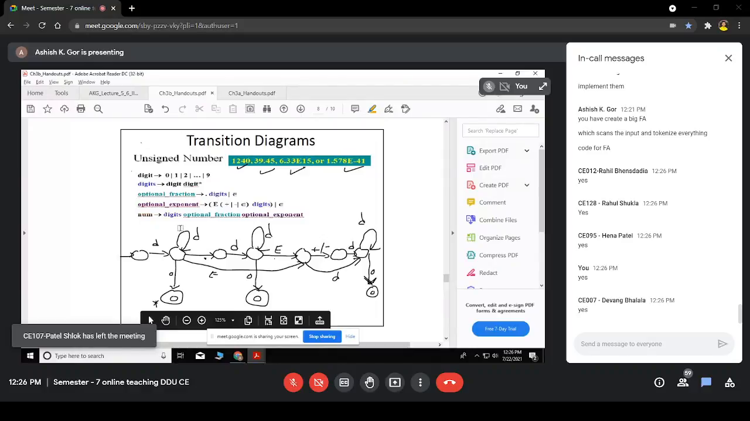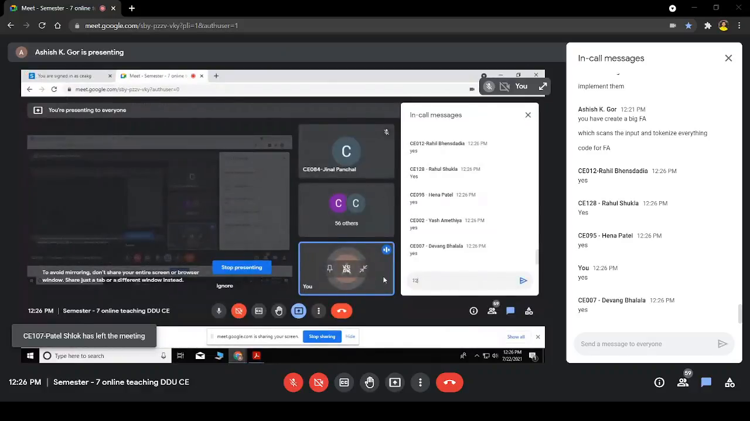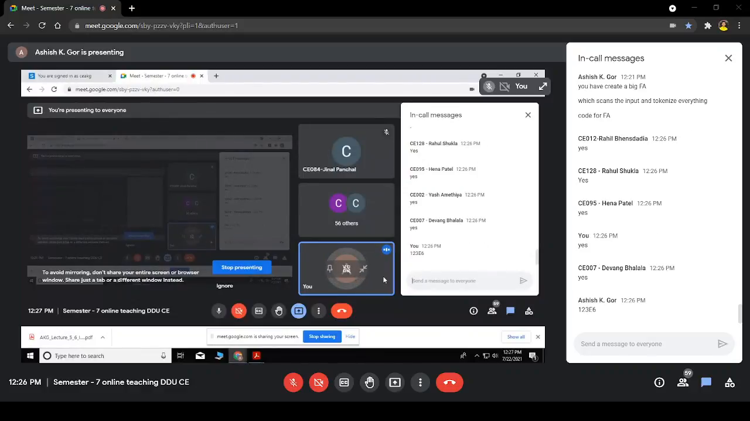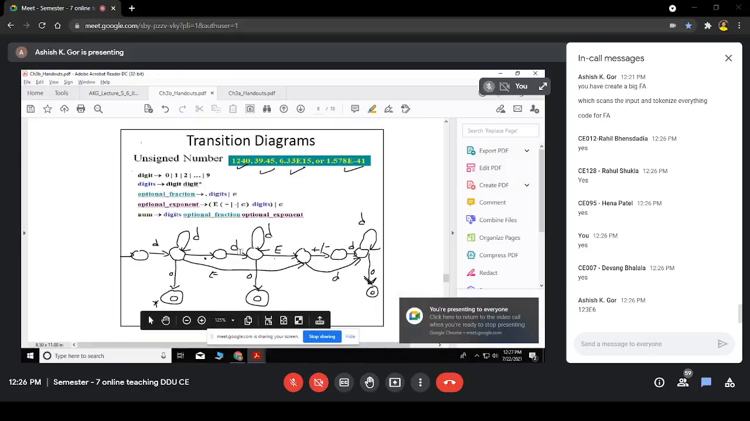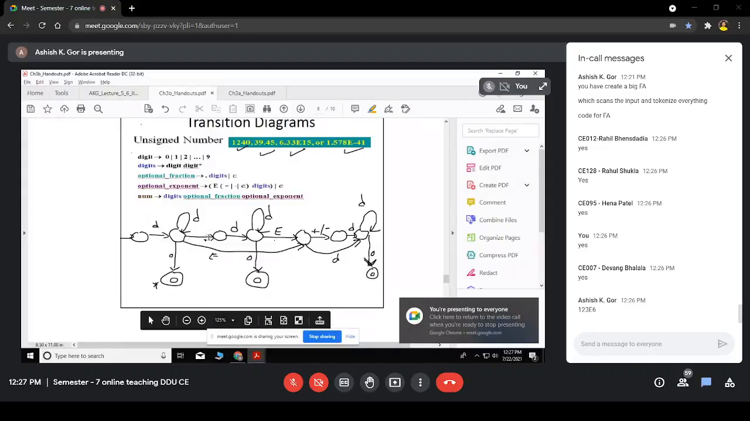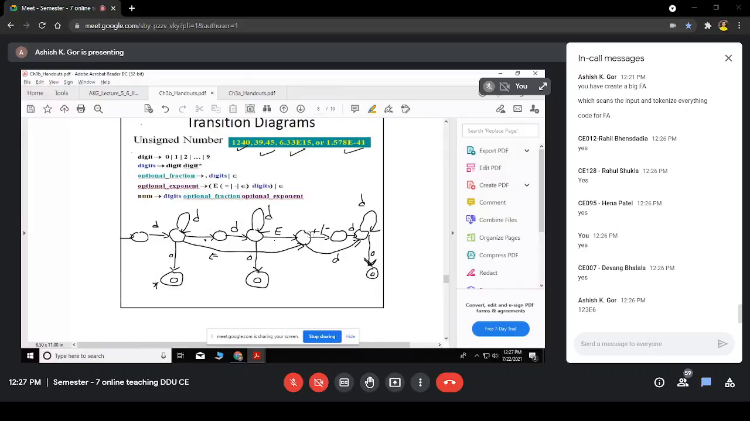But after this there could also be a string like 123 e6, so 123 into 10 raised to 6. So directly the exponent part can also come. So after the dot, if the exponent comes directly, you will be at this stage. And now if it is 123 e6, then the digit will come directly to this place.